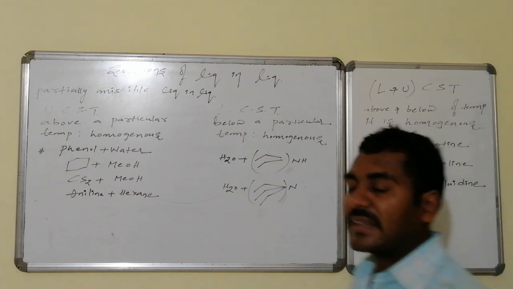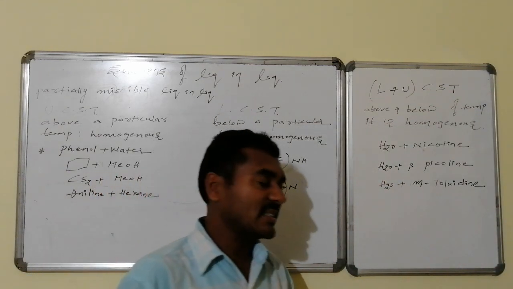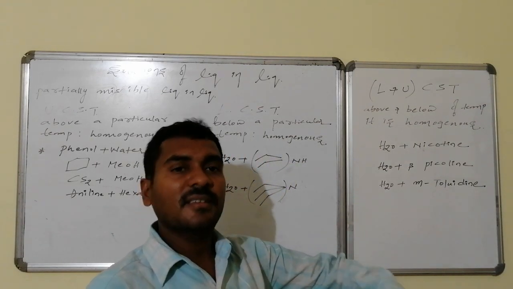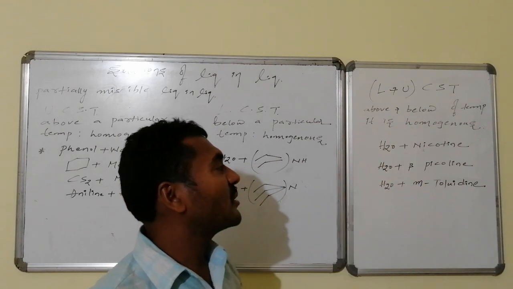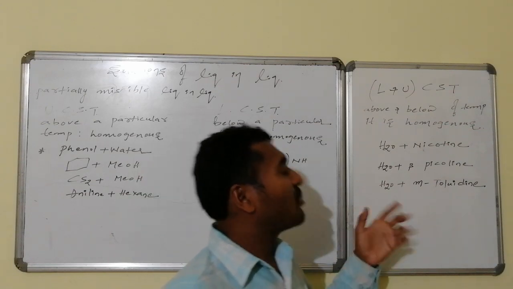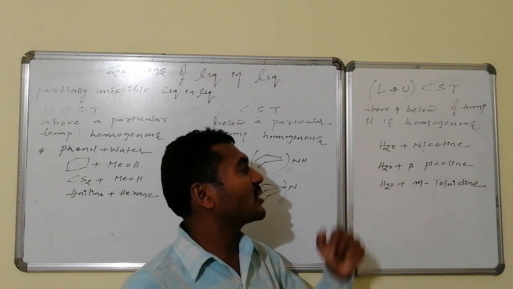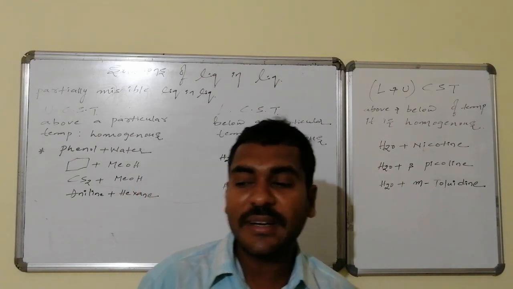There is a special case, a liquid mixture which has both upper CST as well as lower CST. Below a particular temperature it behaves as a homogeneous mixture, and similarly above a particular temperature it also behaves as a homogeneous mixture. Thus it has both upper CST and lower CST. Those are water plus nicotine, water plus beta picoline, and water plus metatoluidine.